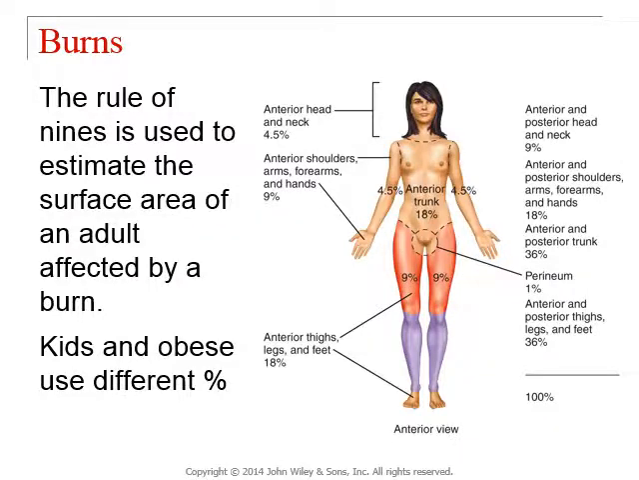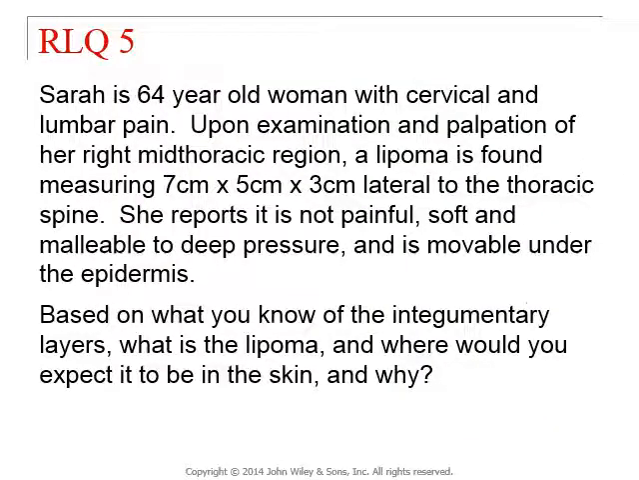Now, the next lecture question I want to pose to you is basically based off of a patient who still sees me, who has a very particular type of mass found in the upper part of the back. So just me being cute, I called it RLQ5, which is real life question number 5. This older woman named Sarah came to see me with both cervical and lumbar pain, which means neck and also low back pain.